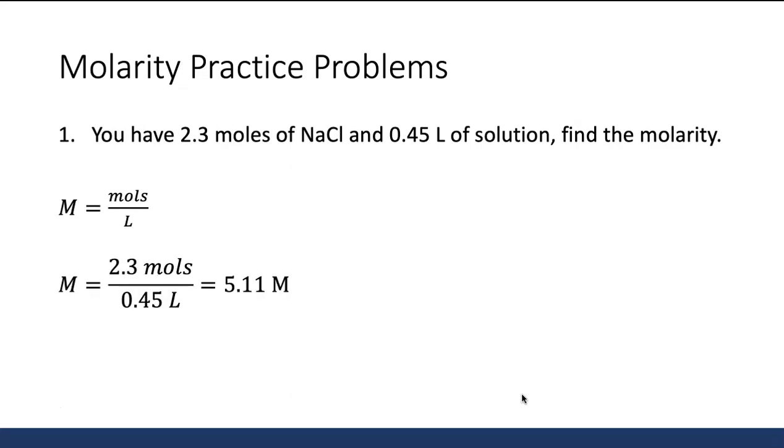I'm going to plug in my numbers, 2.3 moles in 0.45 liters. I divide. I get 5.11 molar. That's how we would describe that. It is a 5.11 molar solution. That capital M also just means moles per liter. There are 5.11 moles per liter of solution.